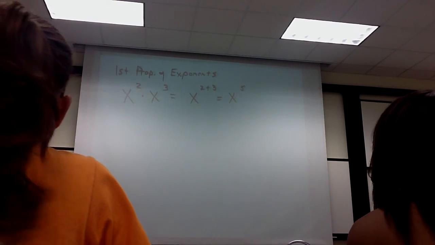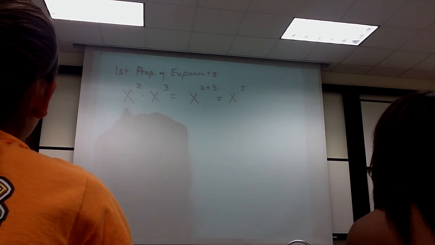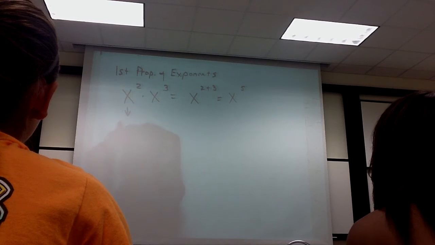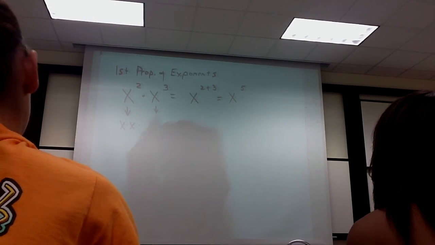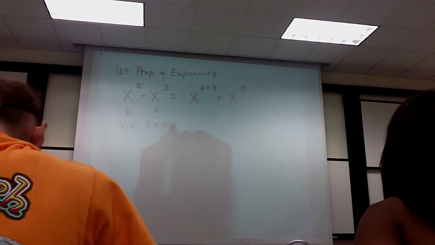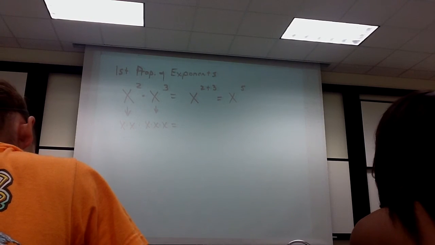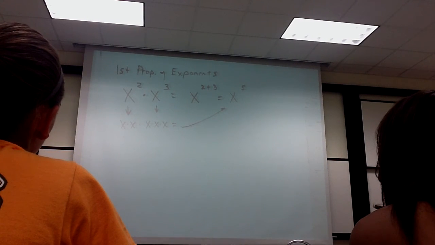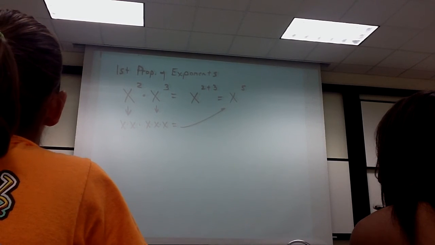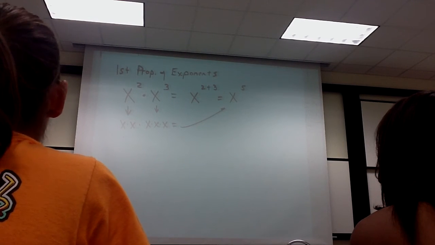And should you ever forget that, you can go back to the basic definition of exponents. Hey, x squared simply means x times x, and x to the third, or x cubed, means 3 x's. And look what you got there. You got 5 x's multiplied. We have a shorthand way of saying 5 x's multiplied, and that's how it's done. And you're going to be using this guy a lot. In fact, just about every time you multiply exponential expressions, you're going to be using the first property of exponents.